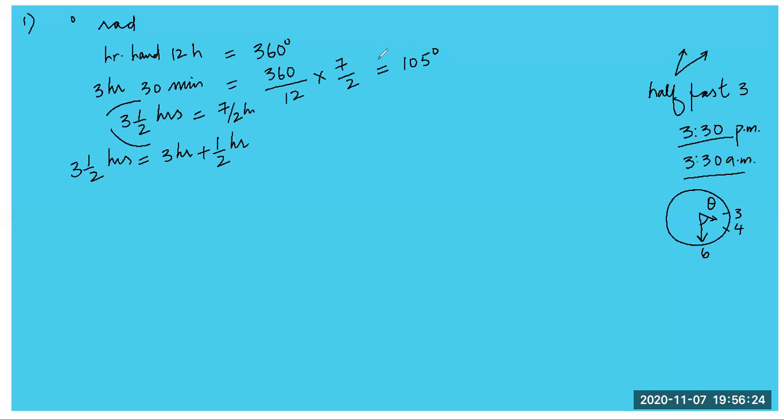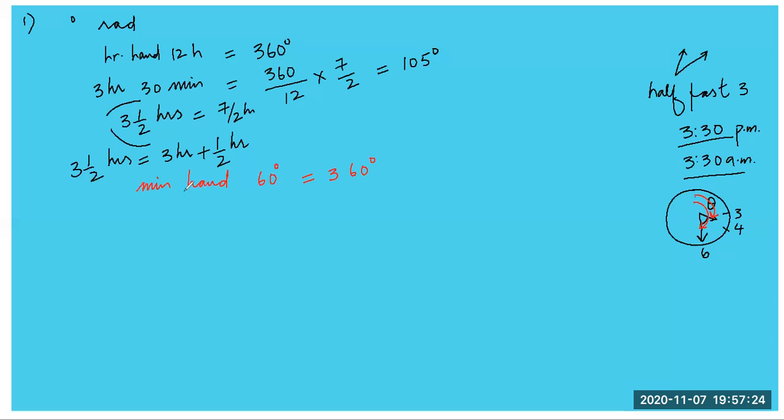Now, what is the angle traced by the minute hand in 60 minutes? When the minute hand goes round the clock in 60 minutes, how much is the angle? 360 degree. So what should I do now? First I calculated the angle traced by the hour hand from here. Then I am trying to calculate the angle traced by the minute hand from here to here. And I'll simply subtract this angle from that. So this is very simple.